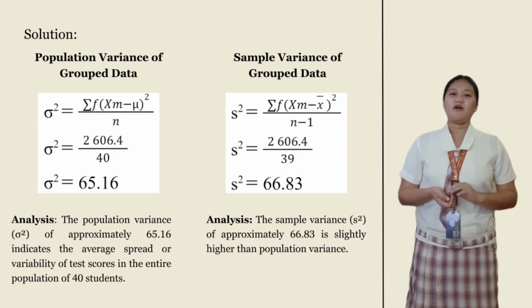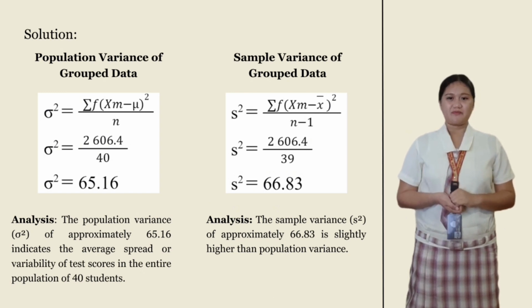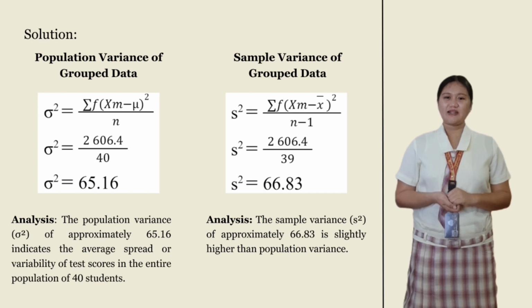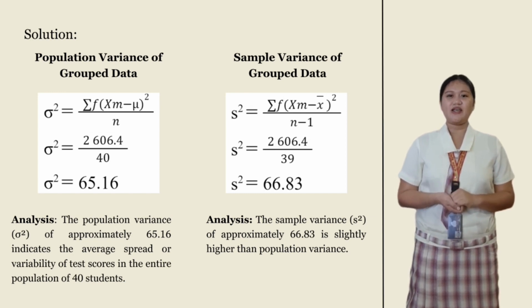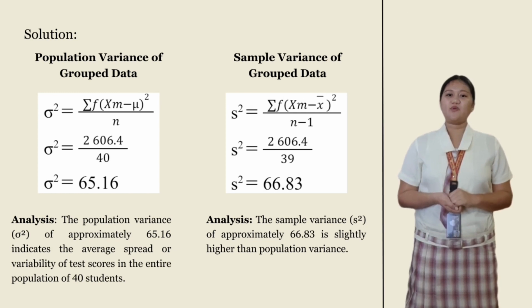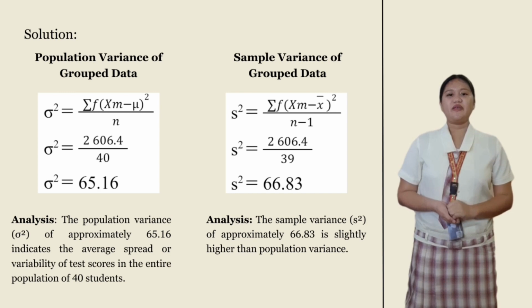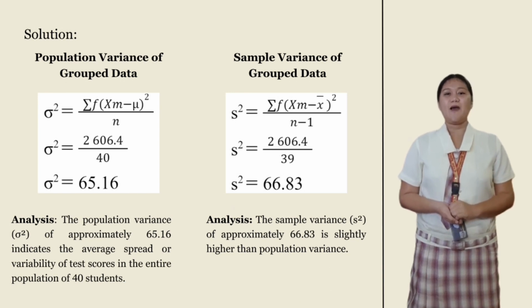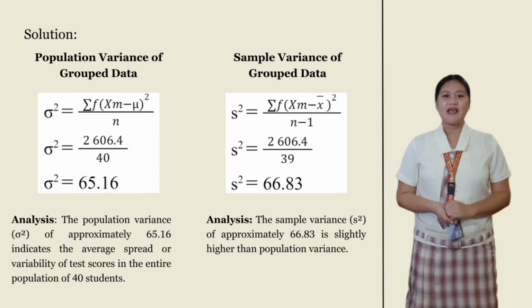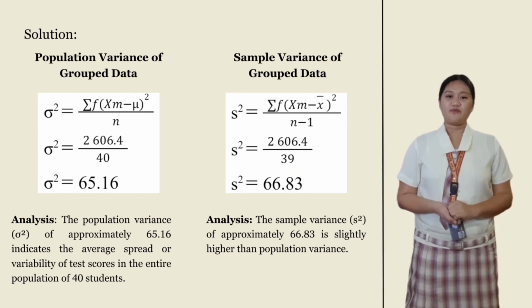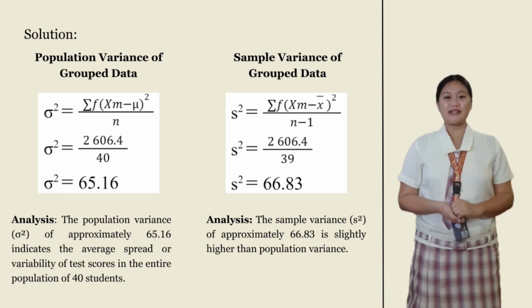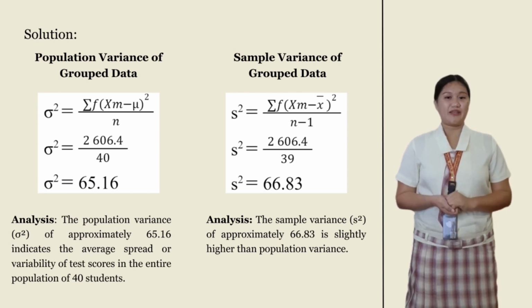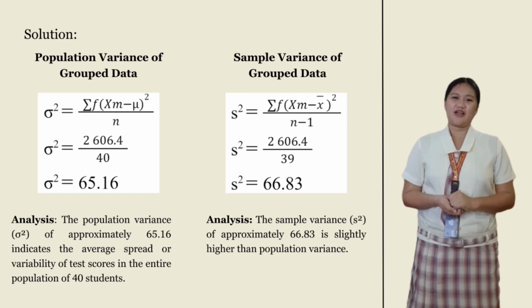And now let's solve the sample variance of group data. Sample variance is equal to the summation of the products of the frequency and the square differences between each interval's midpoint and the sample mean, divided by the total number of frequencies minus 1. So we have here 2606.4 for the summation, and we also have 39 for the total number of the frequency. So 2606.4 divided by 39 is equal to 66.83. So the sample variance is 66.83. The analysis is the sample variance of approximately 66.83 is slightly higher than the population variance.